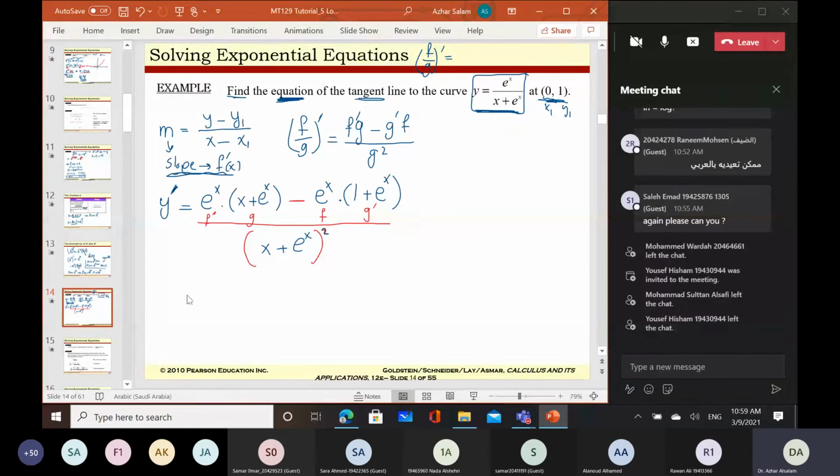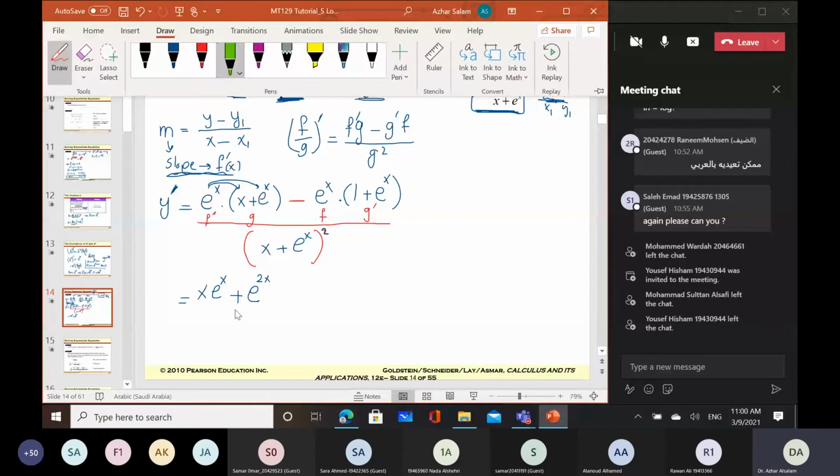Okay, I will try to simplify this. Here I have x. I will multiply this inside the brackets. X e to the power x multiplied together plus e to the power x multiplied by e to the power x. Here I have a multiplying operation with the same base, so I will add the exponents: x plus x, which is equal to 2x. Where did I get 2x from?